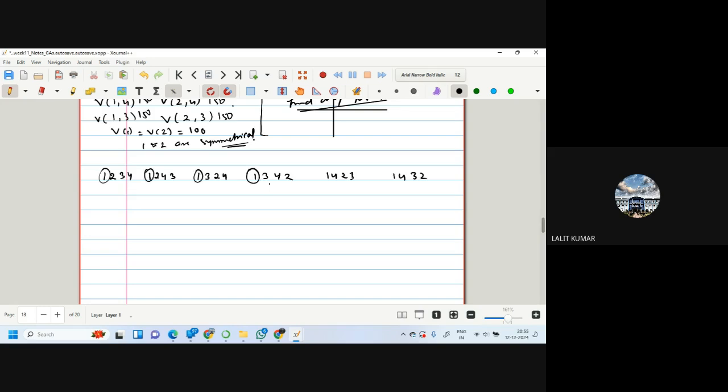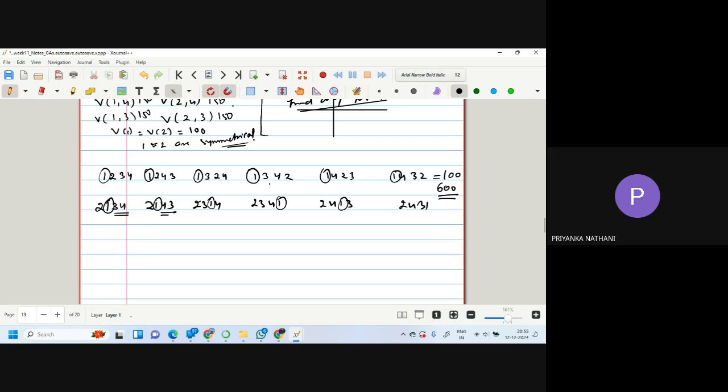So in this case, all are 100. So this will become 600. Then I will do it when 1 is at the second position. So I check for this: 2134, 2143. I don't find for all. I will find only for one: 2314, 2341, 2413, 2431.